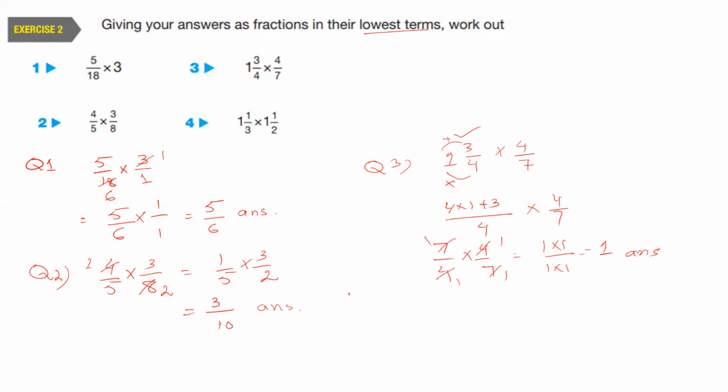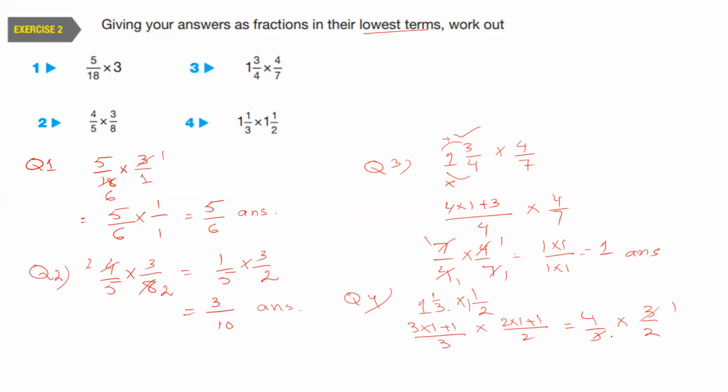Now we look at question number 4. Here 1 whole 1 upon 3 times 1 whole 1 upon 2. So now we convert them into improper fractions. Again we multiply 3 with 1. So 3 times 1 plus 1 upon 3, and 2 times 1 plus 1 upon 2. We got here 3 plus 1 is 4 upon 3, and 2 times 1 is 2, 2 plus 1 is 3, so 3 upon 2.